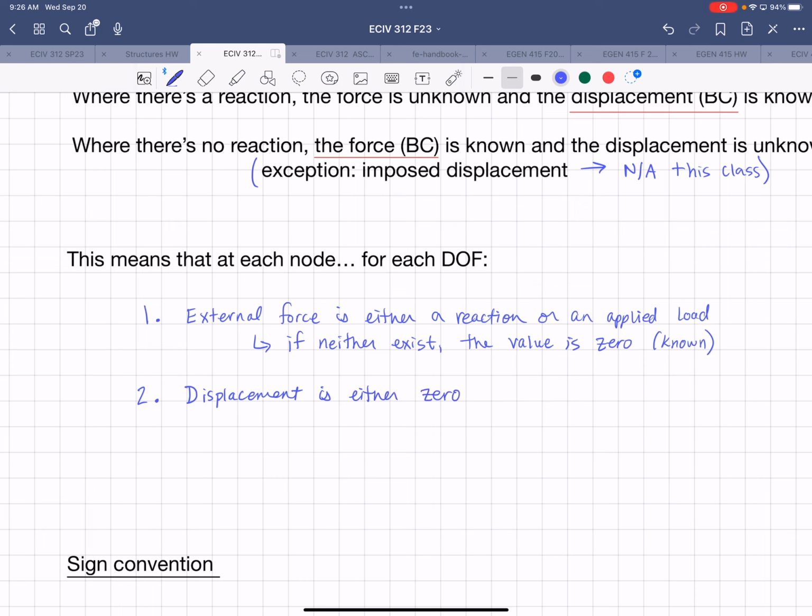How do we know if a displacement is 0? Exactly, yeah. If there is a reaction that is preventing motion in a certain direction, it would be 0 due to a support. Or if it's unknown, then it could technically still be 0. It depends on what else is going on. But there's no support requiring it to be 0, so we treat it as an unknown.